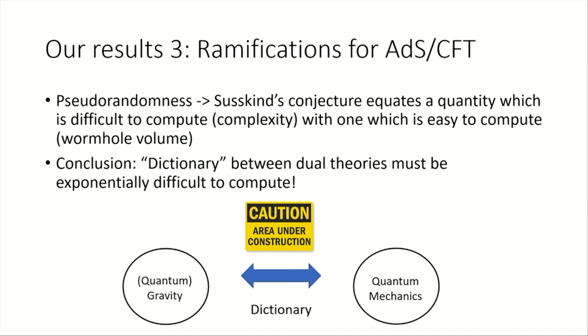So this is very unlike LP duality, where you can very easily translate between the dual theories. Rather, this dictionary will in some sense be permanently under construction, because it's exponentially hard to compute even with a quantum computer.